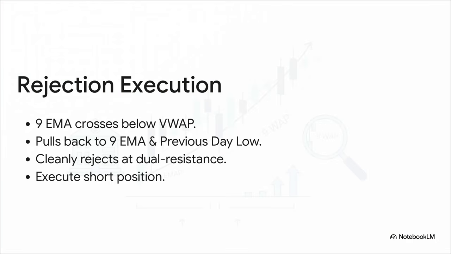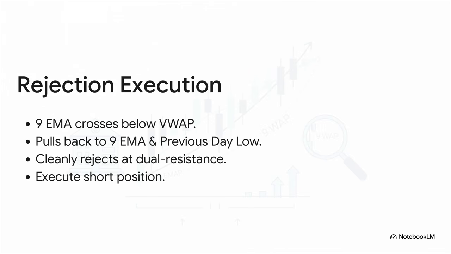We also get our ultimate bearish confirmation: the 9 EMA crosses down below the purple VWAP line. Momentum has officially shifted. But again, don't chase the drop. We wait for a pullback up to our key resistance level, which is now this dual ceiling of the previous day low and our 9 EMA.